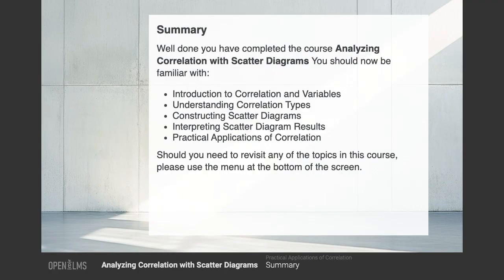Summary. Well done. You have completed the course Analyzing Correlation with Scatter Diagrams. You should now be familiar with Introduction to Correlation and Variables, Understanding Correlation Types, Constructing Scatter Diagrams, Interpreting Scatter Diagram Results, and Practical Applications of Correlation. Should you need to revisit any of the topics in this course, please use the menu at the bottom of the screen.